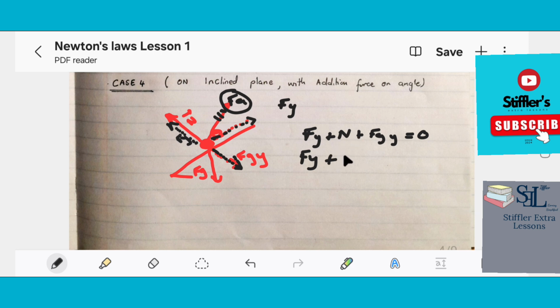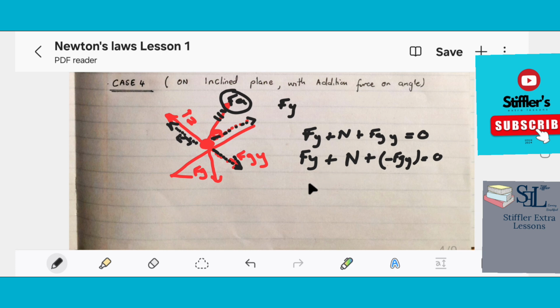And our normal force is going upwards, so it is positive. And our Fg at y is going downwards. Our Fg perpendicular is going downwards, so it is negative. So negative Fg at y must give us 0.